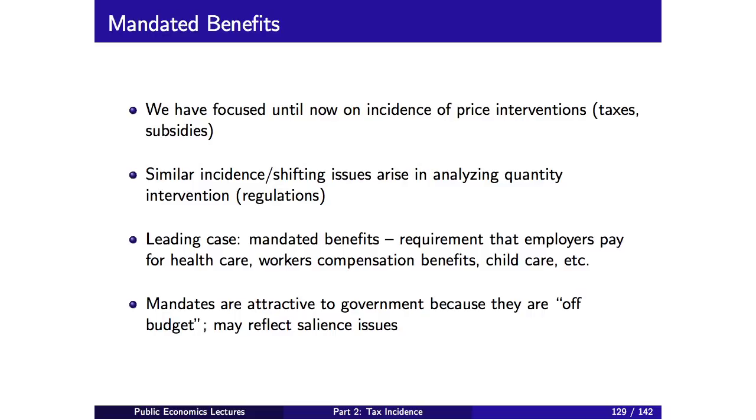So I think one reason mandates are very attractive politically is that they're sort of off budget. So when you think about total government expenditure, a requirement that you have to provide workers' comp doesn't make government look bigger. It doesn't cost you more in terms of tax dollars, even though in effect you are making Harvard bear that additional cost in order to hire a worker, right? And so that could reflect salience issues.